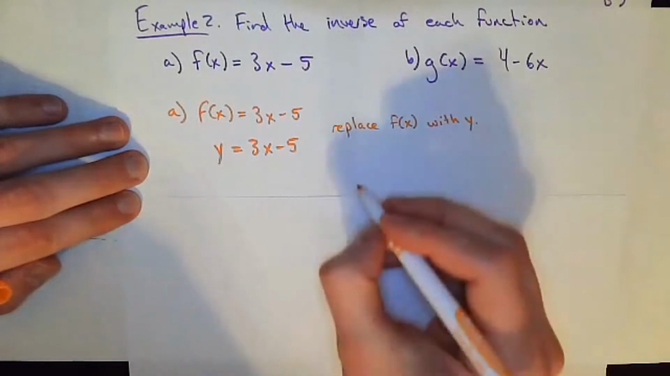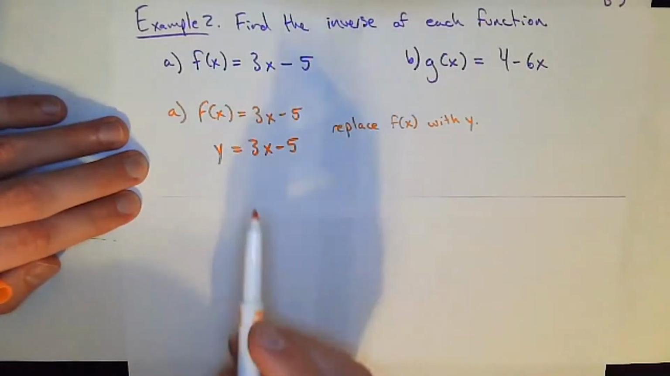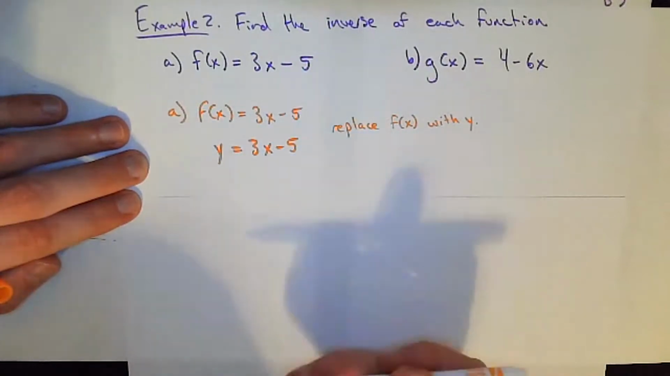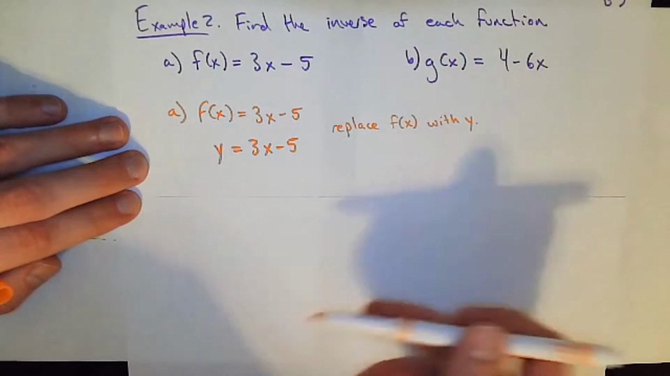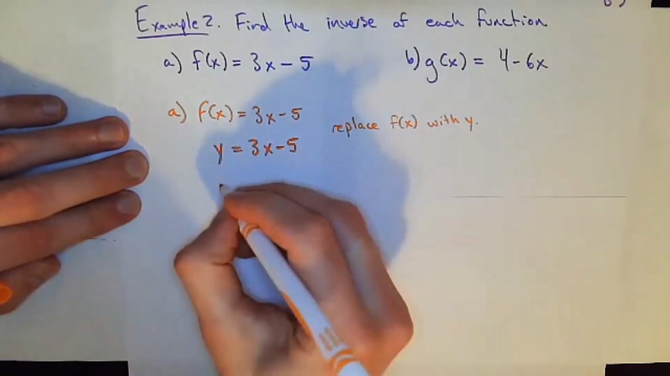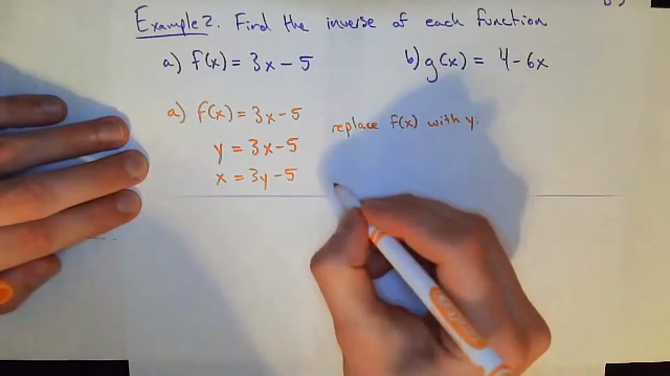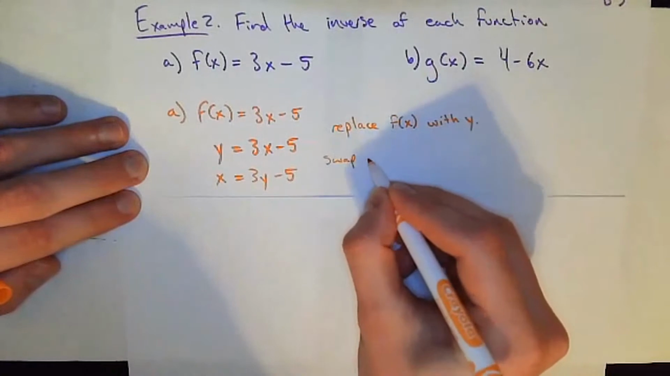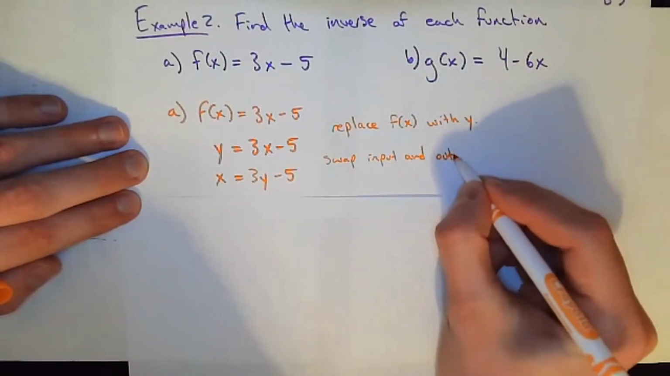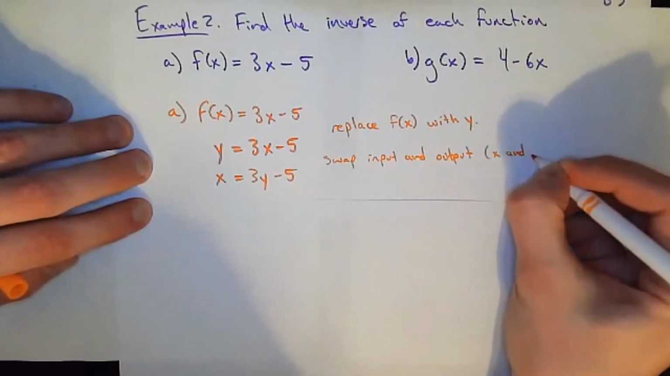In our next step, what does an inverse function do? It swaps inputs and outputs. It literally swaps x and y values, or inputs and outputs, right? Horizontal axis with vertical axis. It literally swaps them. Let's reflect that here. Literally swap inputs and outputs. Now explicitly, what did I do? I swapped x and y.